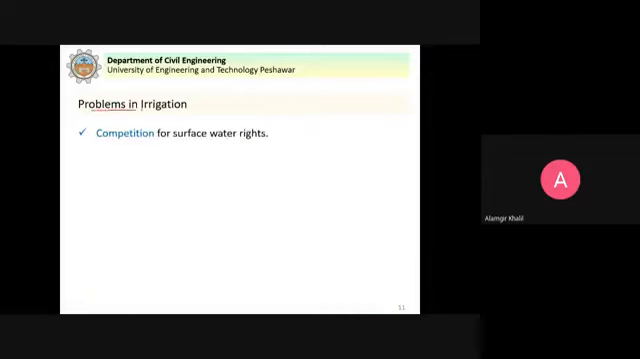Now, other issues that are associated with irrigation. The first one is competition for surface water rights. It means that the water we are using for irrigation may not be available for domestic and industrial water supply. So this can result in competition for surface water rights. The water which we use for domestic and industrial purposes may not be available for agriculture. So you can see that there is competition between these different fields for the use of water.